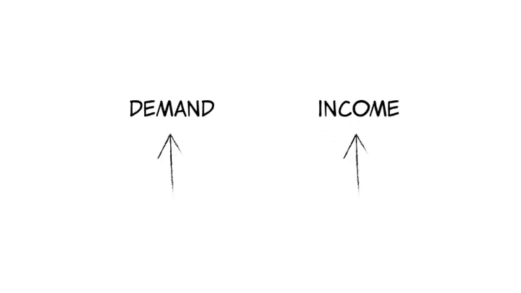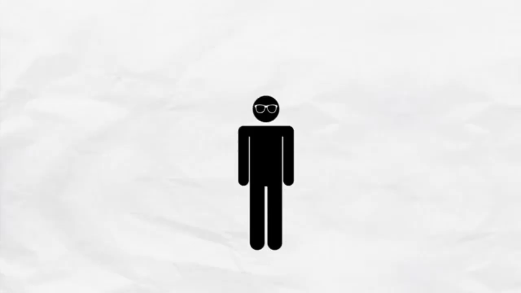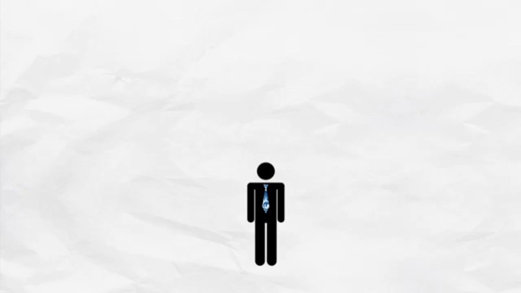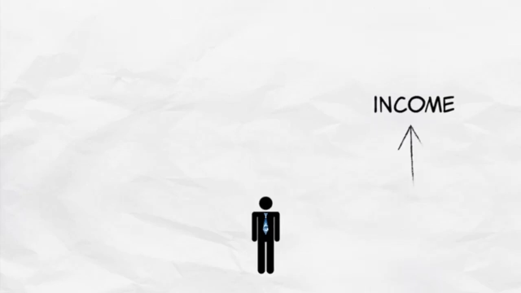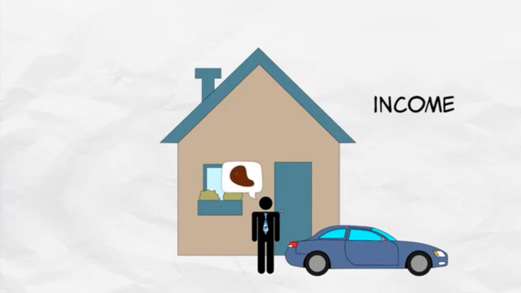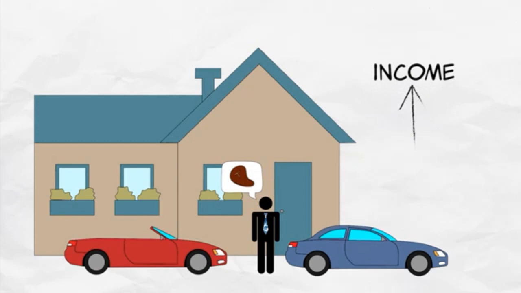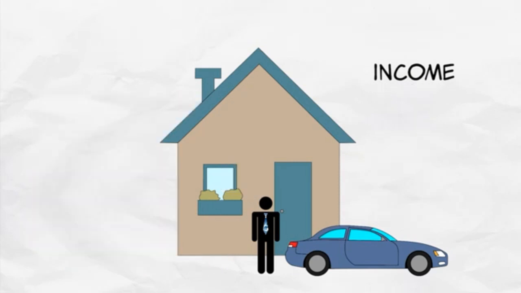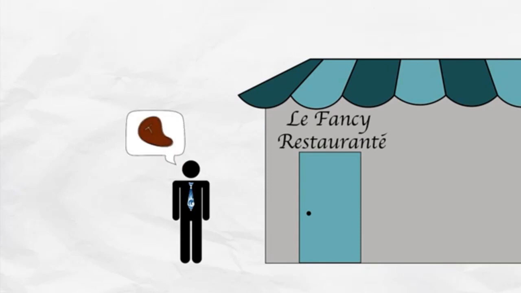What is a normal good? A normal good describes all goods and services for which demand increases when income increases. Imagine you're a poor student, but when you graduate, you get a high-paying job. With that new high-paying job, your income goes up, and you're probably going to demand more automobiles, more housing, more fine dining. These are normal goods. Demand for them goes up when income goes up, and demand for them goes down when income goes down.